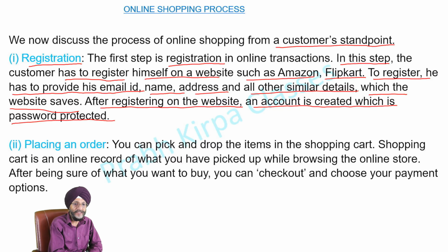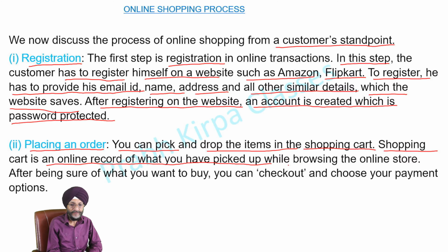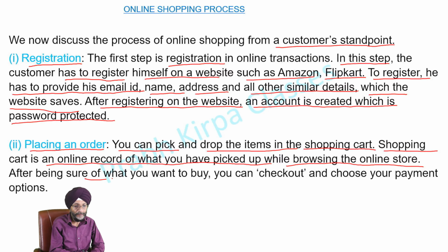Next stage in the online shopping process is placing an order. You can pick and drop the items in the shopping cart. Shopping cart is an online record of what you have picked up while browsing the online store. After being sure of what you want to buy, you can check out and choose your payment options.